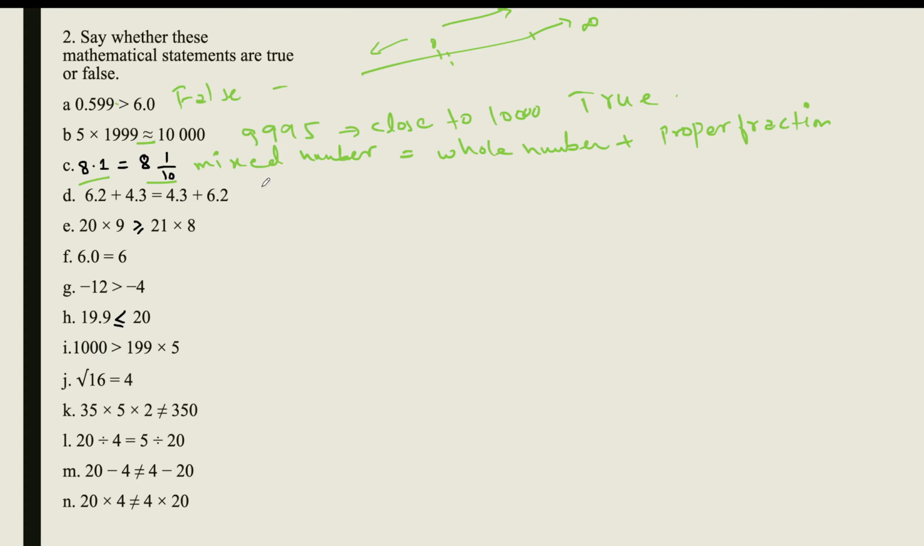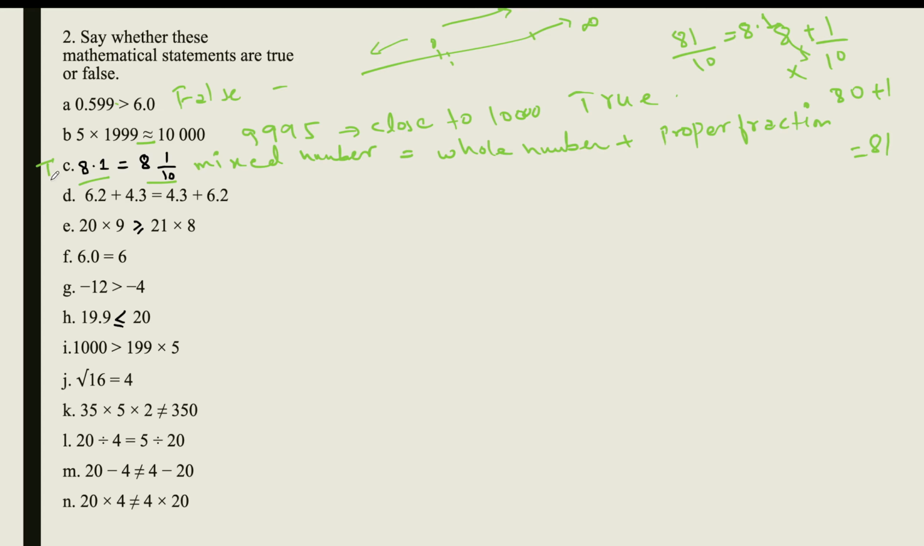So we have 8 and 1/10 in here. The whole number is multiplied by the denominator and then added to the numerator. So 8 times 10 is equal to 80. 80 plus 1 is equal to 81. Now 81 divided by 10 is equal to 8.1. Therefore 8.1 is equal to 8.1. This is true.